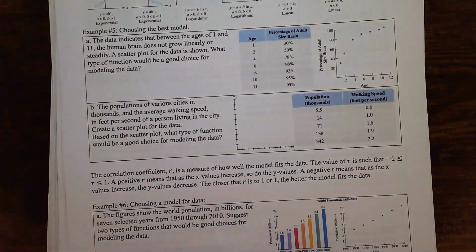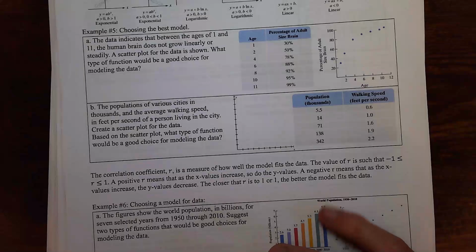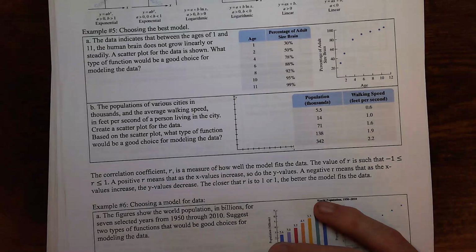Right. Example 5B: the population of various cities in thousands and the average walking speed in feet per second of people living in the city. Create a scatter plot for the data. Based on the scatter plot, what type of function would be a good choice?